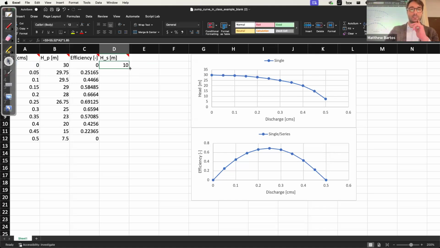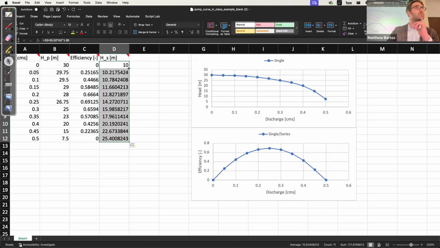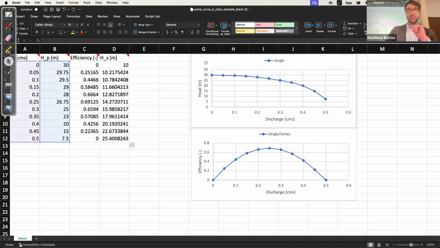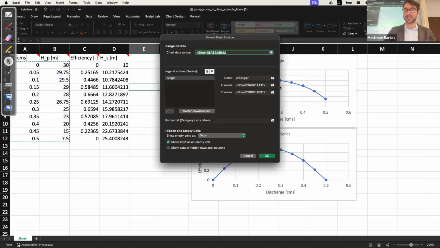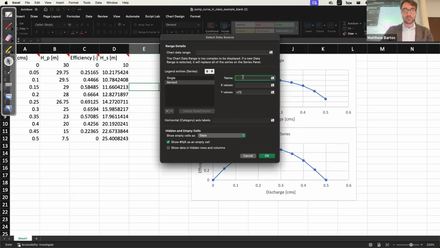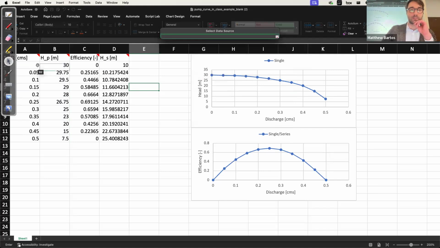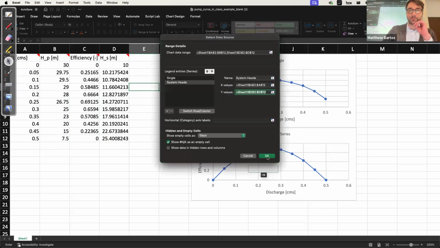Okay, is that correct? Does that look right? Okay, so we can go and we can plot that. I'm not checking the validity of the answers here, so you're going to have to tell me if this is wrong. So this is the system head. For the X values, we're going to want to use this set of discharges that we use to compute the system head curve. And for the Y values, we're going to want to use our system head.